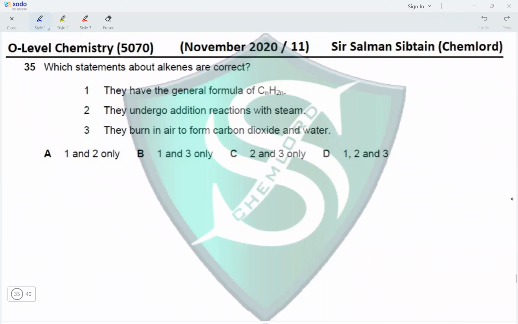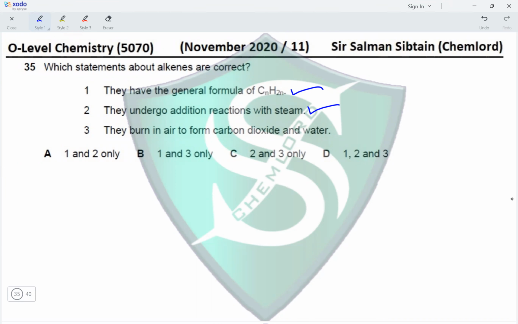Question 35. Which statements about alkenes are correct? Okay, they have the general formula CnH2n. Yes, it is the general formula of alkene. They undergo addition reaction with steam. Yes, steam is added to alkene to form alcohol. They burn in air to form carbon dioxide and water.